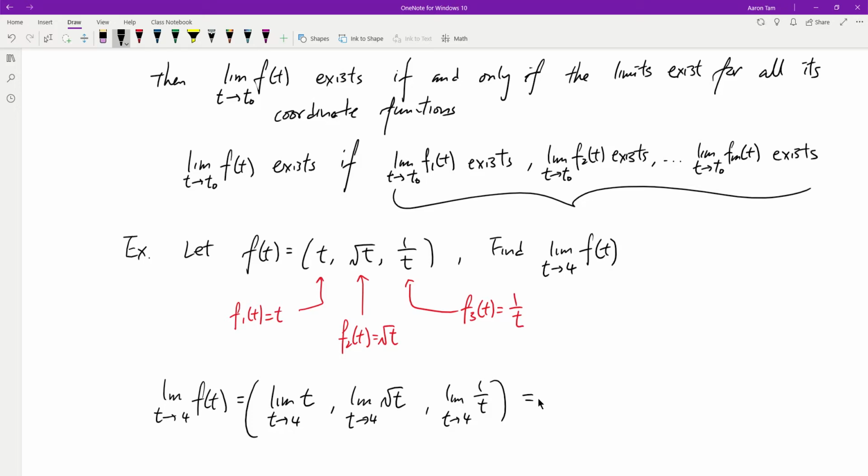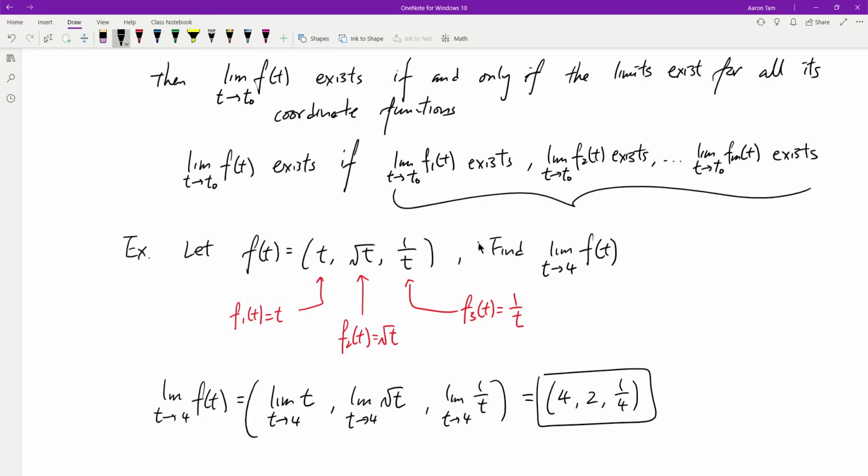If you recall from basic calculus, when you evaluate limits, all you really do is plug in the number and hope for the best. And unless something crazy happens, you can just say, well, if I get a number, that's my answer. So if I do that, I'm going to plug in 4. I get 4 for the first limit. I get 2 for the second limit. I get 1 over 4 for the last limit. And since none of these actually present an issue, this is my answer right there. Plain and simple.